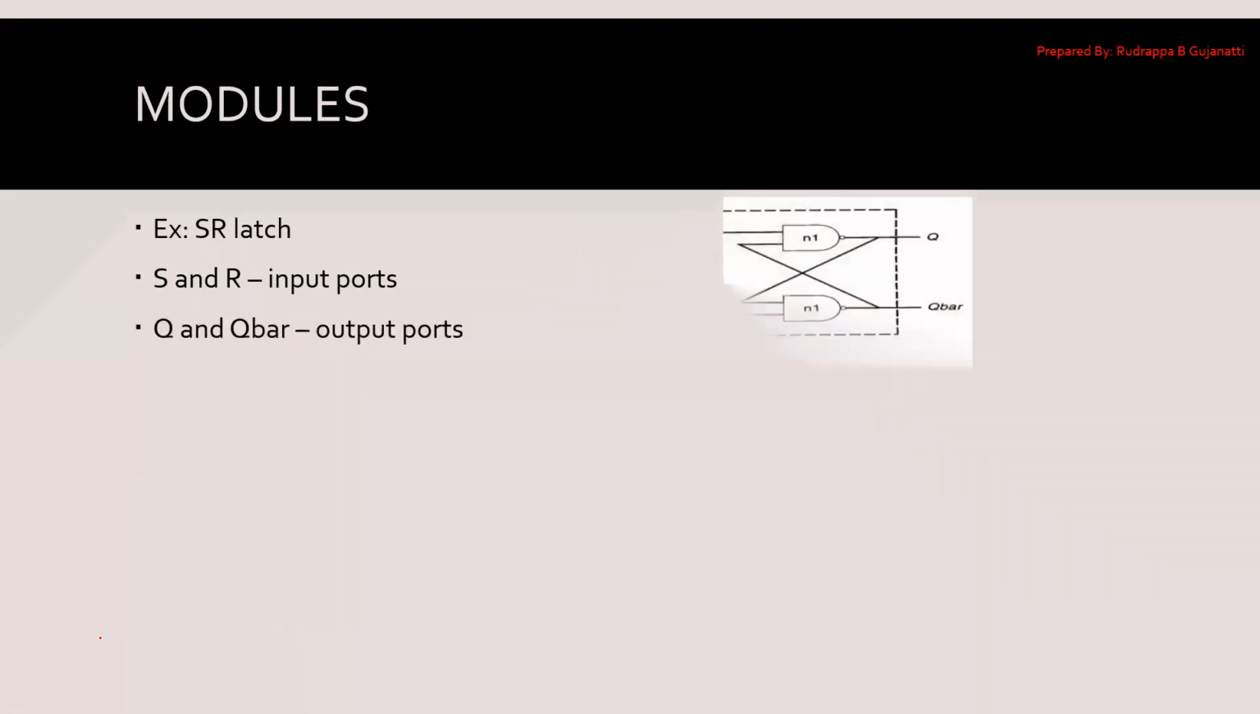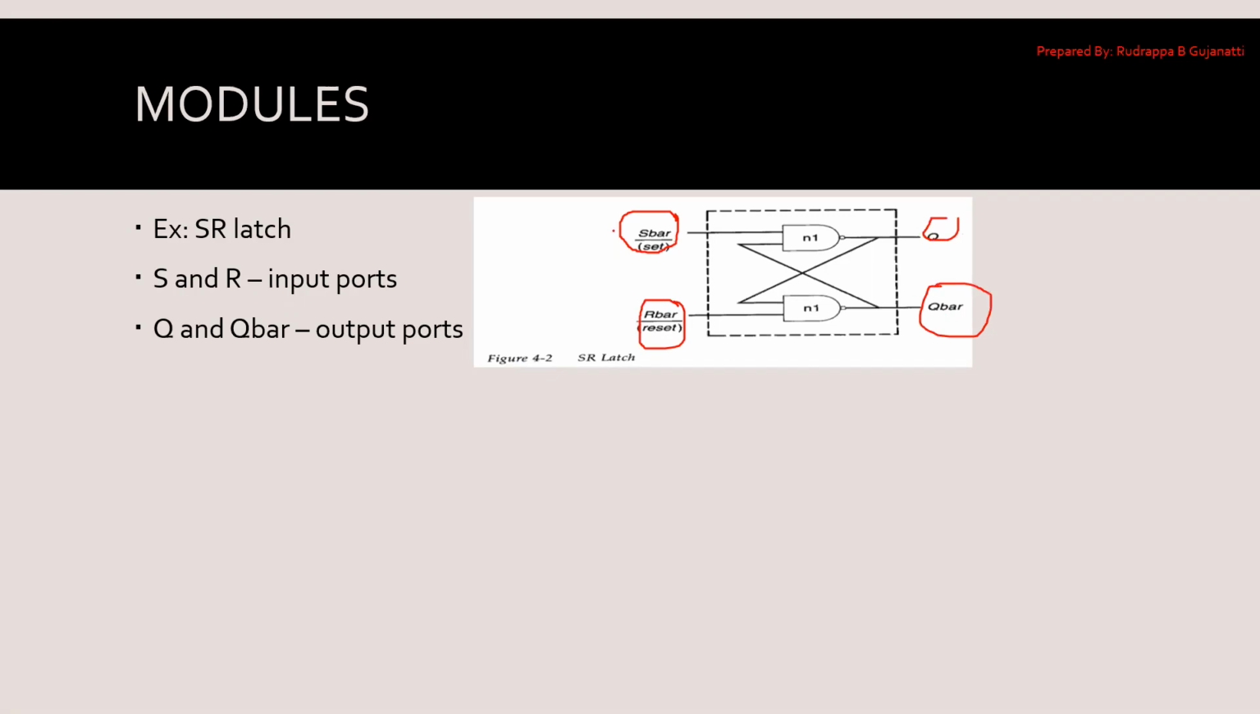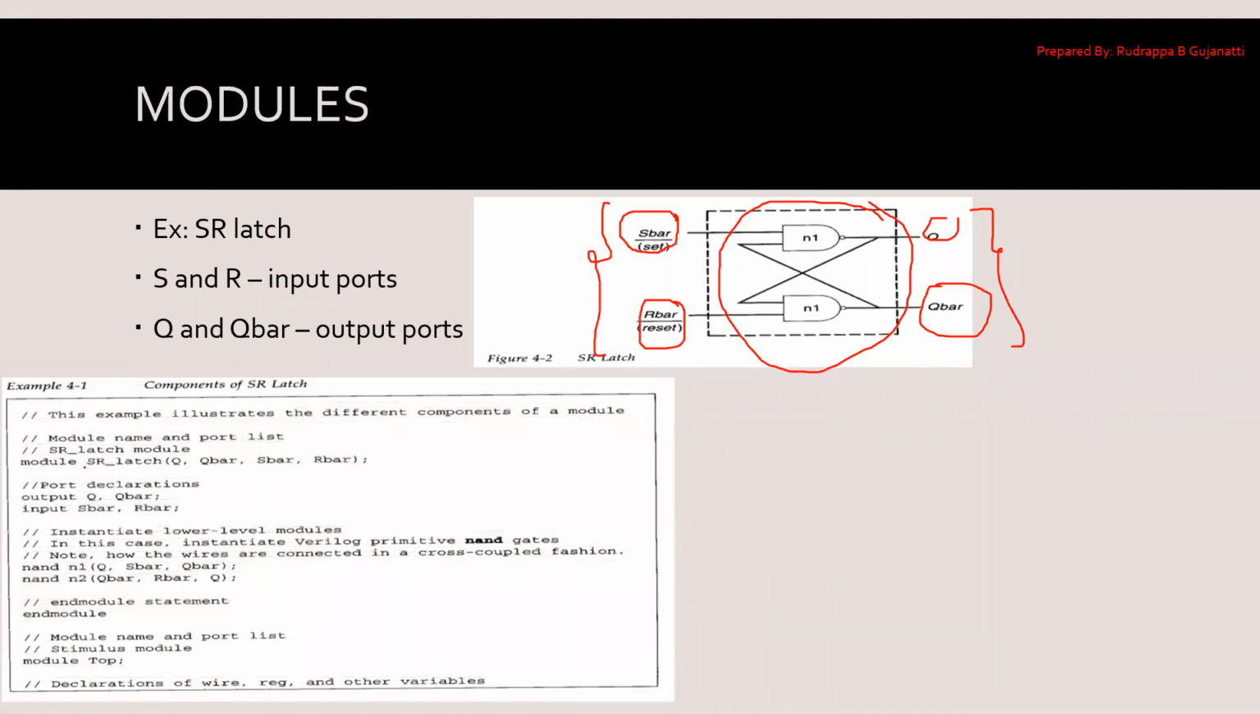Next, let us look at an example of an SR latch. If you look at the SR flip-flop, or SR latch, the inputs to this system are S and R, set and reset, and Q and Q bar are the outputs. So we define these as the input ports and these as the output ports for this SR latch module. This is the example we can look at here.